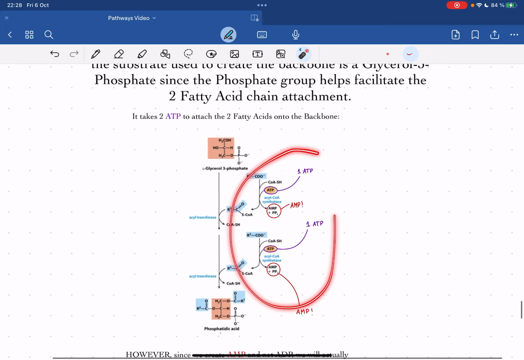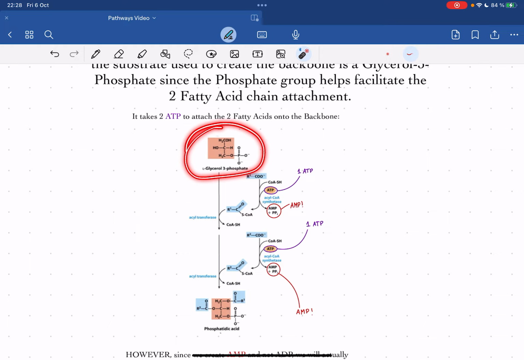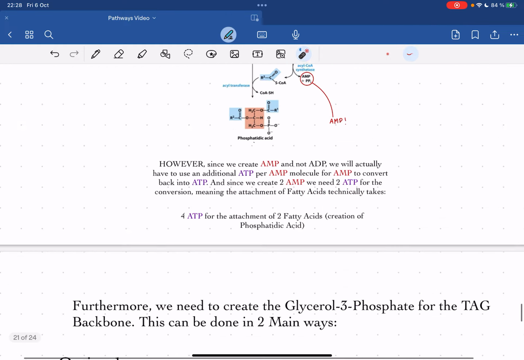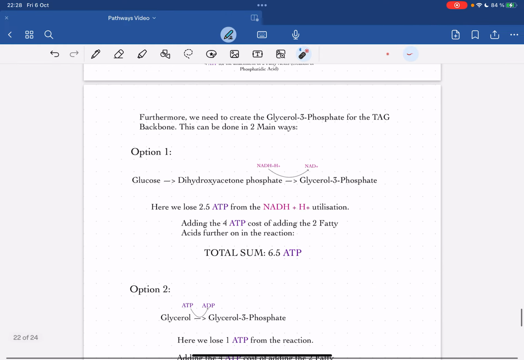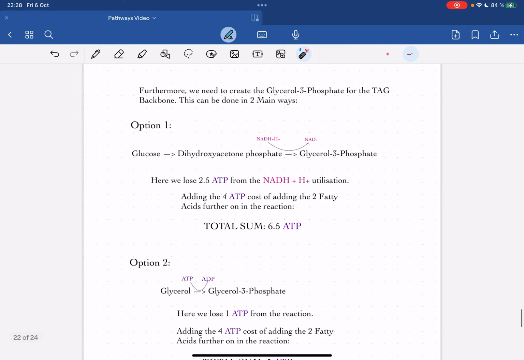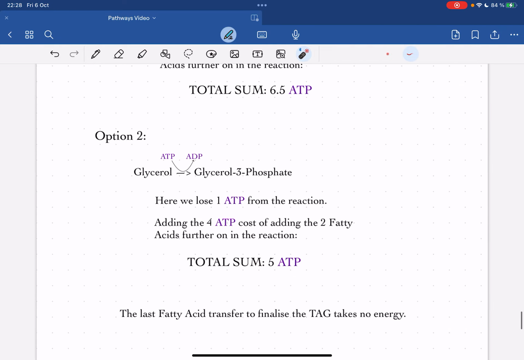And where do we get the 4? We get it from here, remember. That's when we're done with doing the glycerol 3-phosphate, right? But here, this is in order to make the glycerol 3-phosphate. In order to do that, we're using NADH plus H plus here. However, for option 2, we can make the glycerol 3-phosphate just by normal glycerol, and that is just by using 1 ATP, which would be 1 ATP for this.